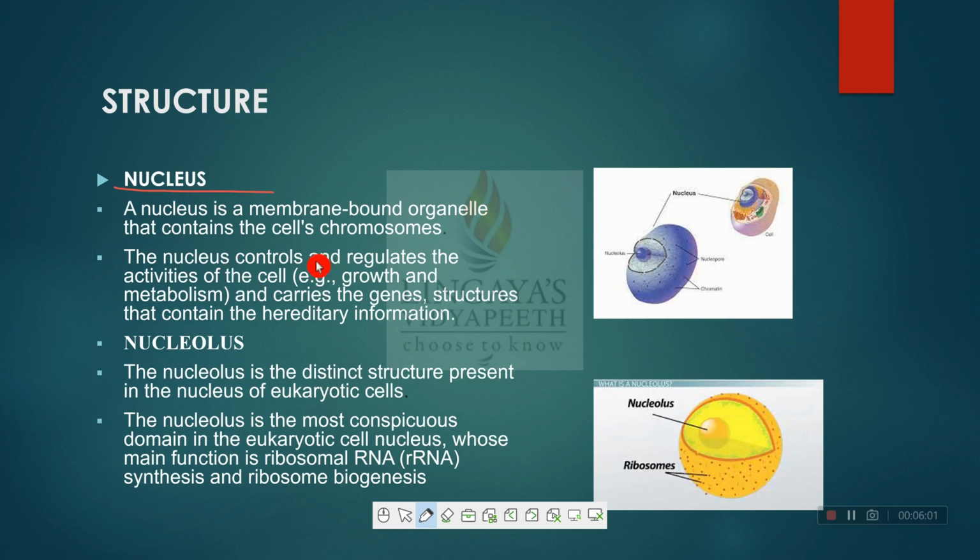So the nucleus controls and regulates the activities of the cell, such as growth and its metabolism, and it carries the genes which are responsible for passing on the hereditary information. Alright, so inside the nucleus there is a distinct structure which is called the nucleolus. Nucleolus is present in the nucleus of eukaryotic cells only.